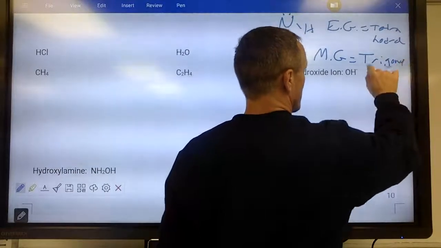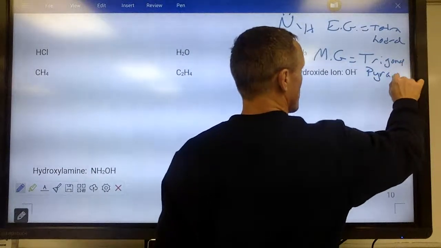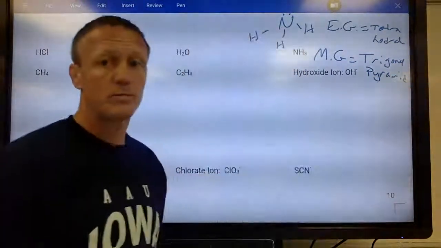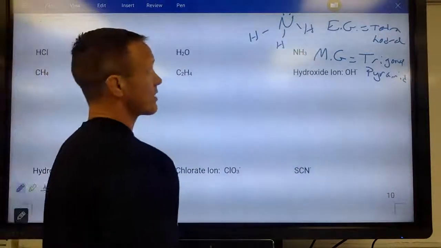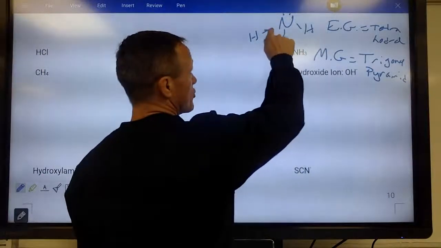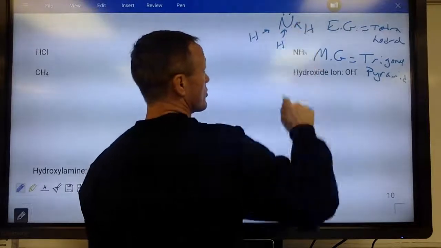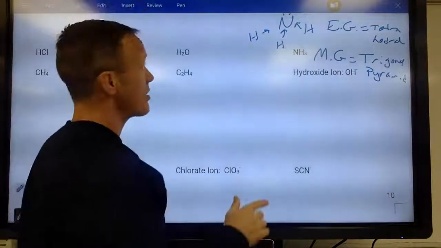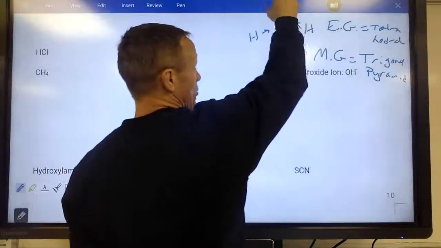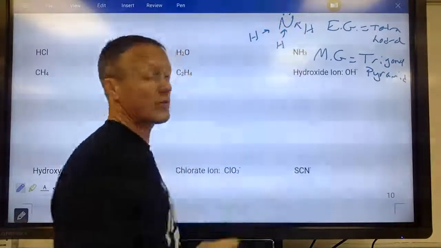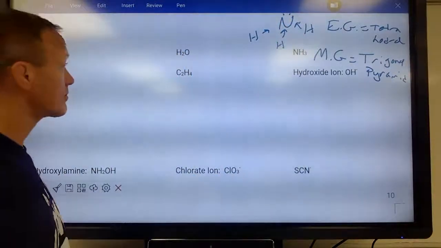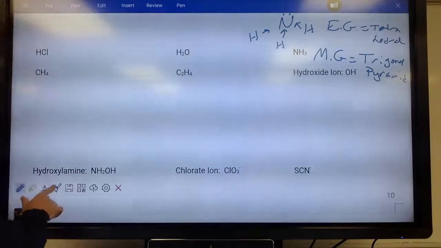Trigonal pyramidal. The bonds themselves: nitrogen has a higher electronegativity, so electrons are being pulled towards nitrogen. So the bonds are polar, and there would be a negative end and a positive end. There's a lot more electrons up top than there are on the bottom, so it'd be a very polar molecule as well.